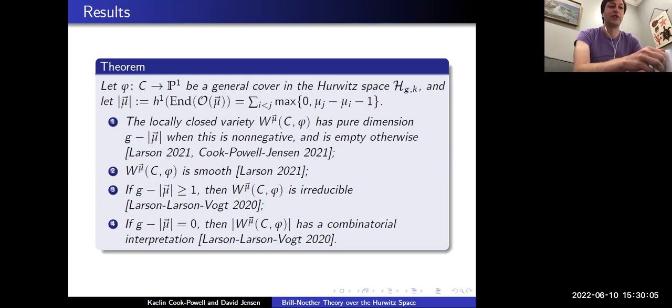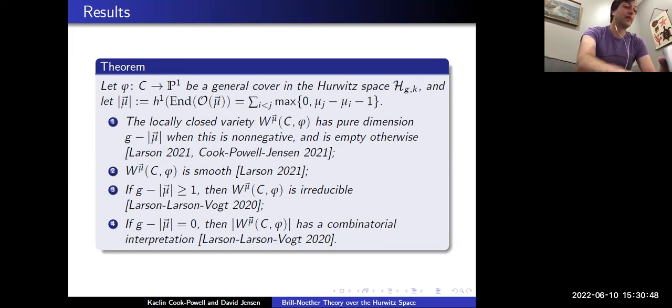There's a combinatorial interpretation for the number of points in these varieties. And I haven't written it here, but also there's a containment relation among these varieties: one splitting type locus is contained in the closure of another splitting type locus if and only if the first is less than or equal to the second in this dominance order on the vectors mu. Okay, so taken together, these should be seen as analogs of the standard Brill-Noether package, but in this Hurwitz setting.